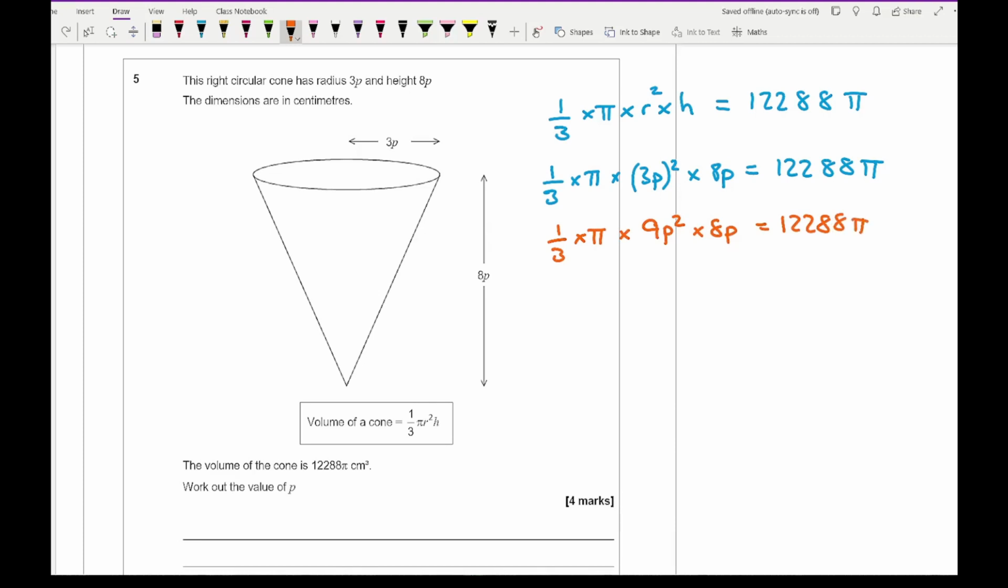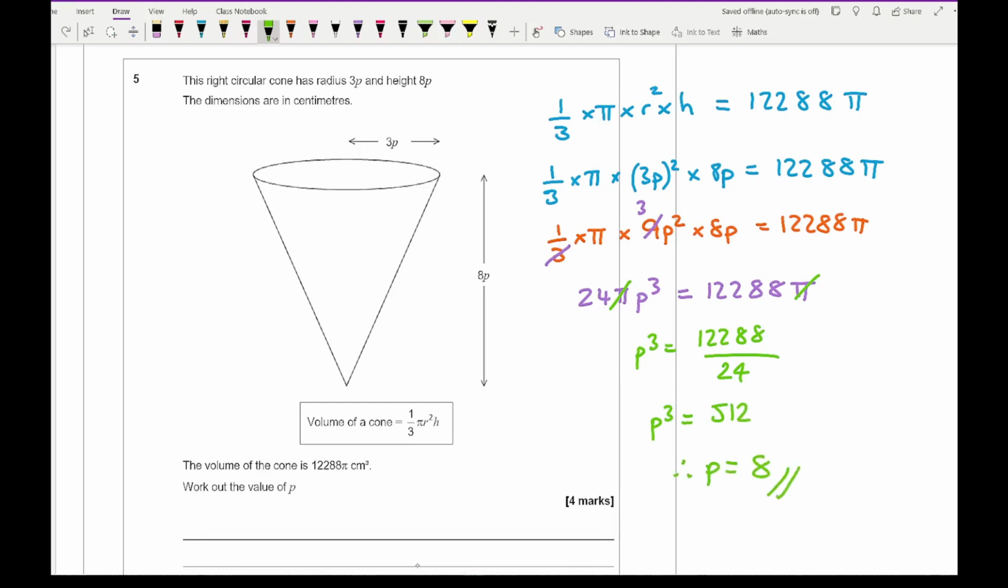Then simplifying all of this, the 3 I can cancel out with the 9. So then that leaves me with 3 times 8, which is 24 pi p cubed, and that is equal to 12288 pi. Then I can cancel out the pi from both sides. So then p cubed is going to equal 12288 divided by 24. So then if I do the cube root of that, we'll work out the value of the fraction. That gives me p cubed equals 512. So p equals 8.